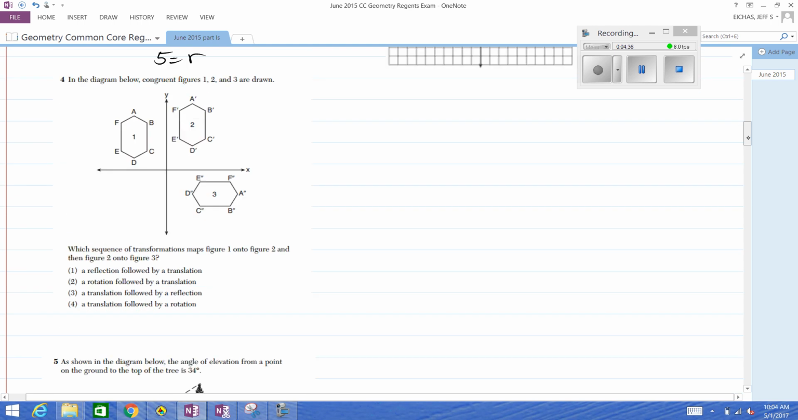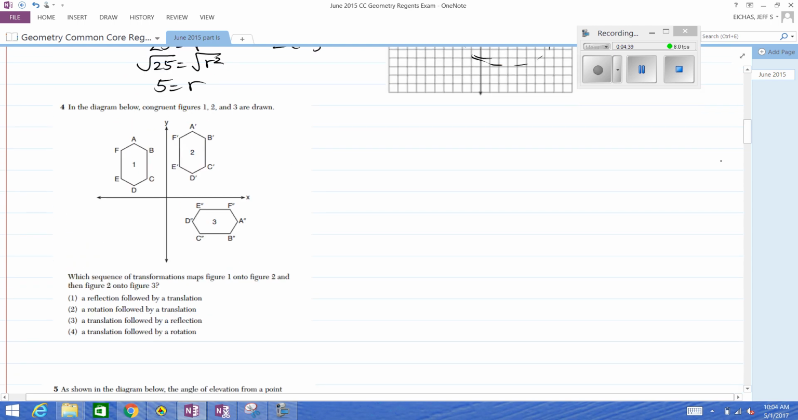All right, moving on to number 4, we're looking for a sequence of transformations to map one figure onto another. Now, it goes in order. We have to understand the notation here. A to A prime, B to B prime. So this is our pre-image, or our starting figure, and then this is the first image.